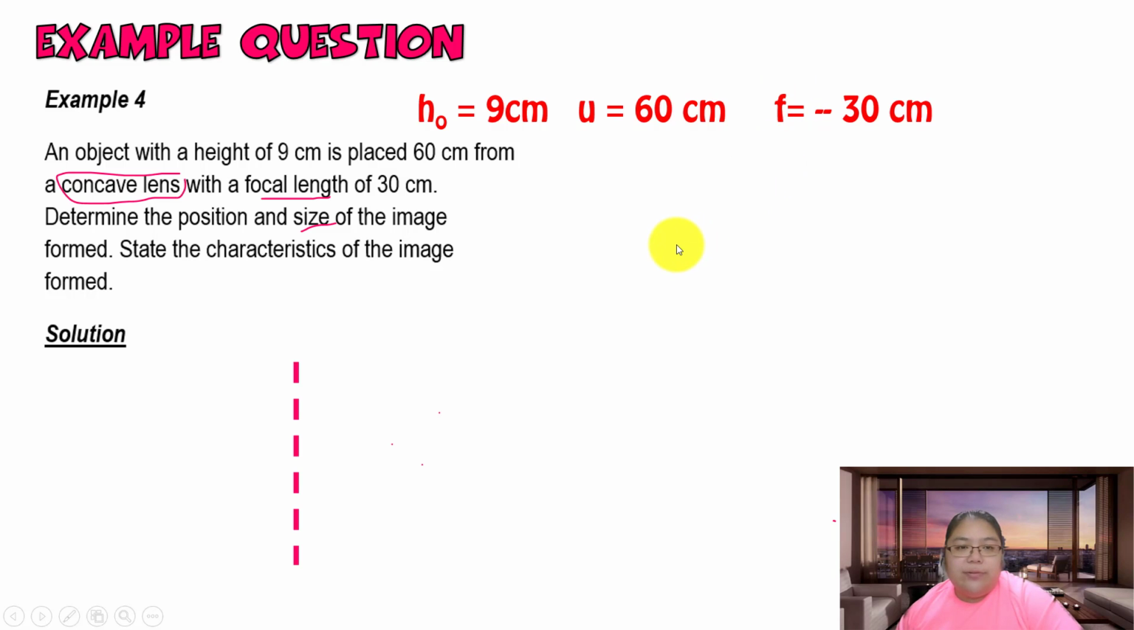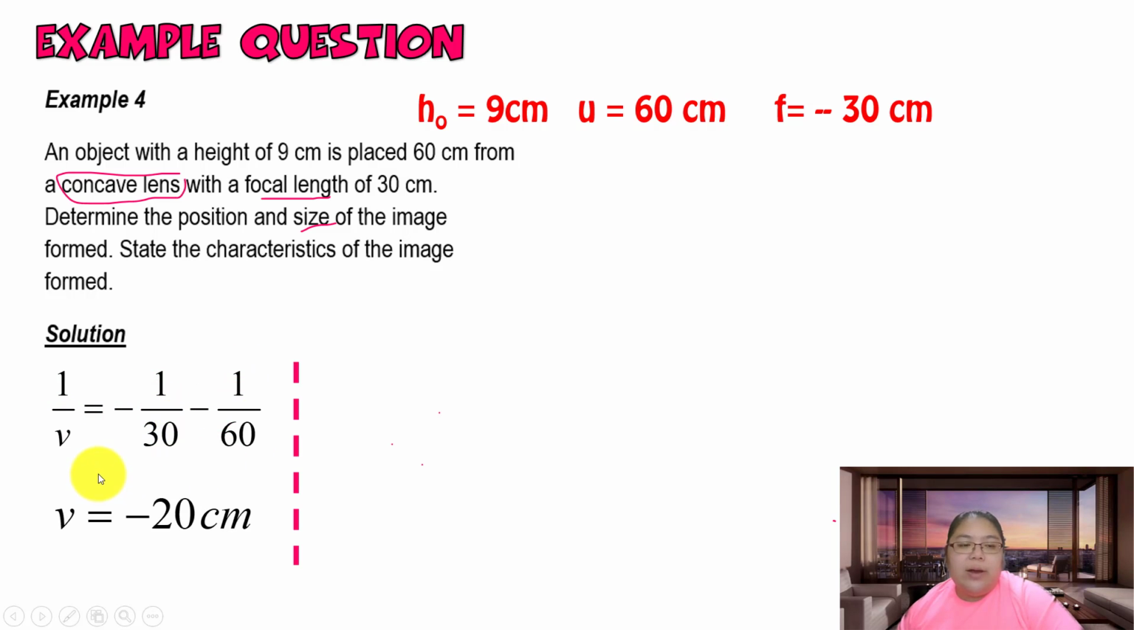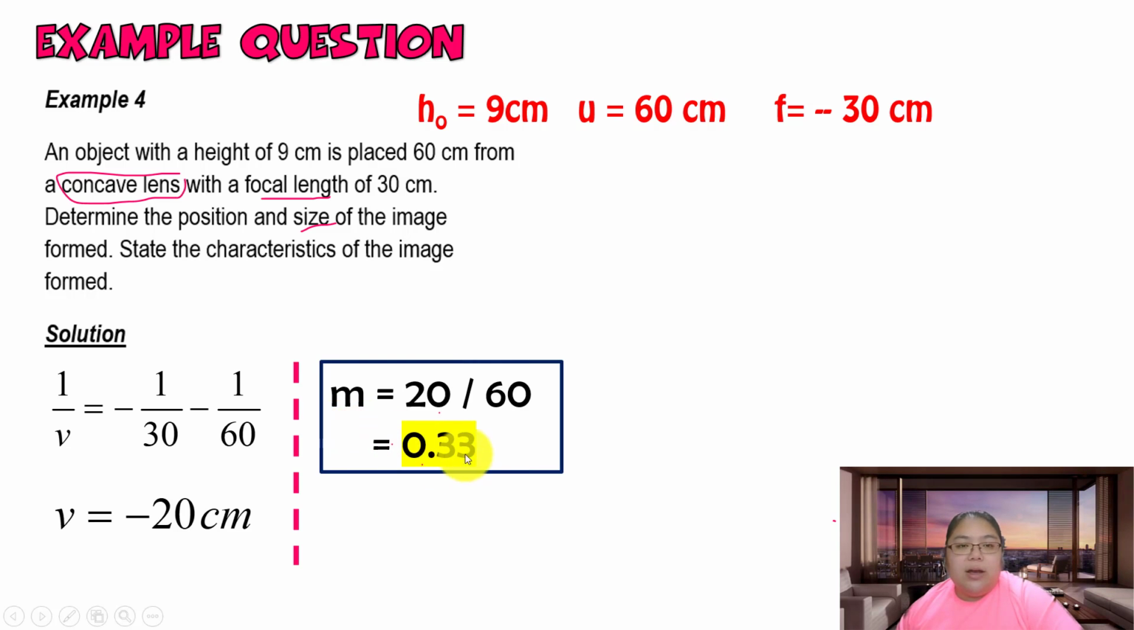After that we go and find the formula. 1/V = −1/30 − 1/60. So final answer, I get V is negative 20 cm. So it is a virtual image. Now we need to find out the size of the image. Magnification M = 20/60, because this one is V and this one is U. So I get the magnification becomes 0.33. That means the size becomes smaller, diminished.